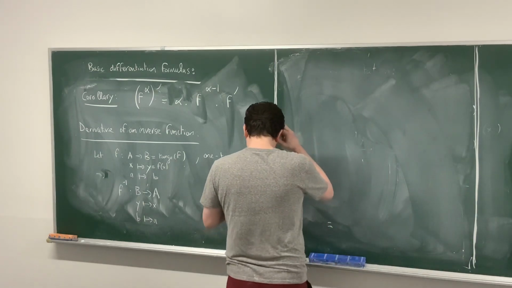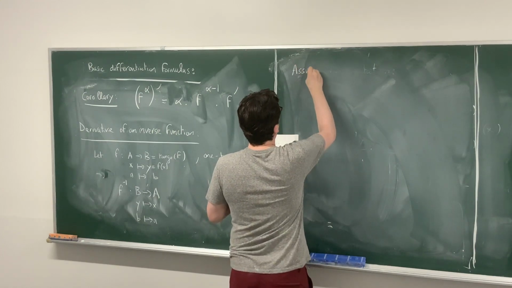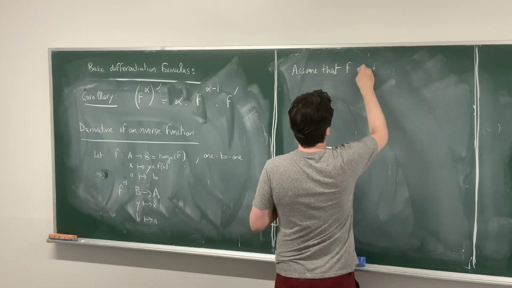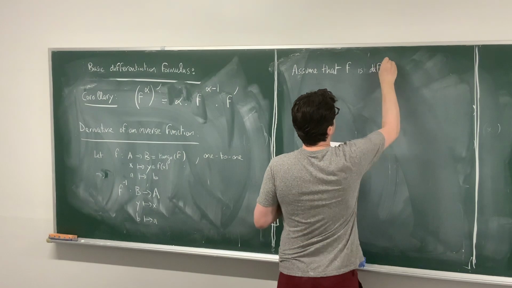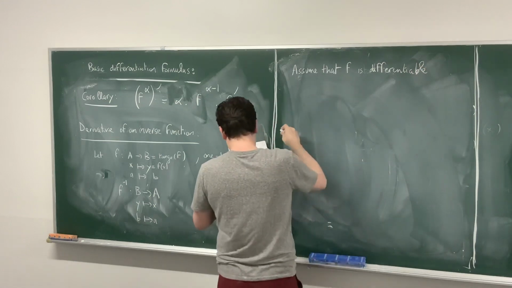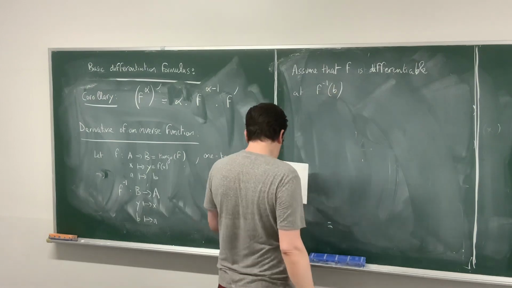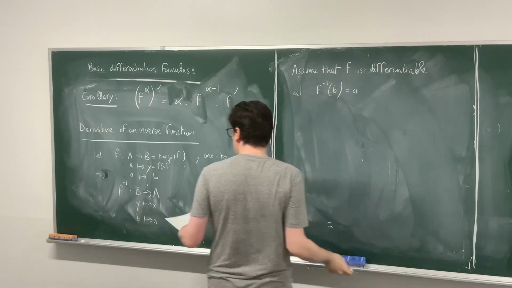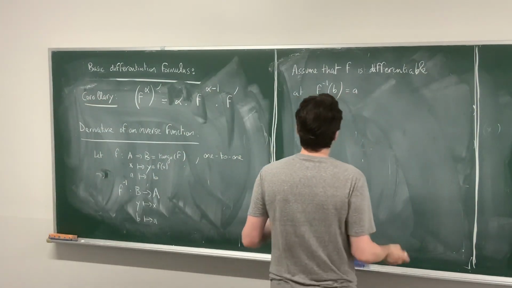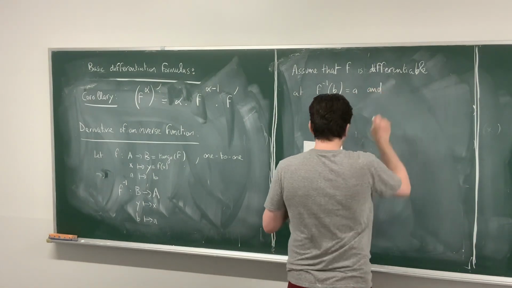So, the statement goes like this. Assume that f is differentiable at f minus 1 of b, which is, under my notation, a, right? So if we assume that f is differentiable at f minus 1 of b, then, sorry, we have also to assume the following.